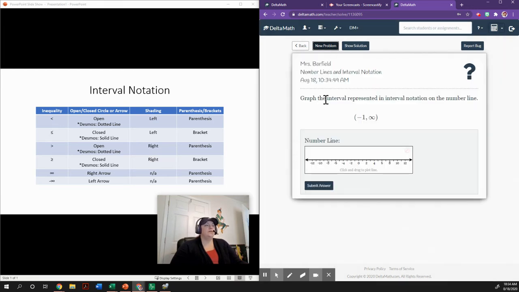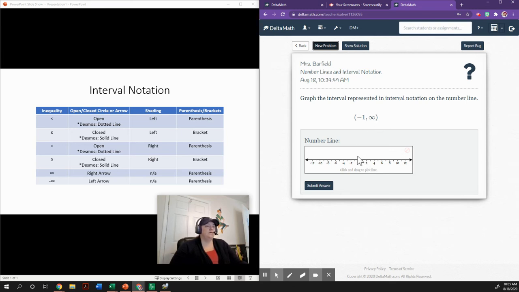All right, we're going to graph the interval represented in interval notation on the number line. Okay, so we're going from -1 to infinity. So I'm just going to do that part first. I'll worry about these parentheses afterwards because that determines my open or my closed circle.